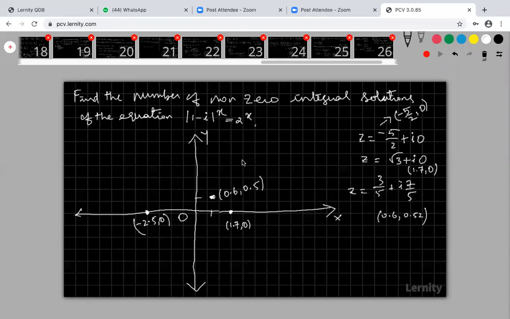You want the next question. Find the modulus of 1 by (1 minus 4i), 2 by (1 plus i). Find the modulus.